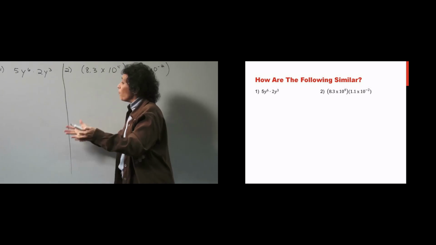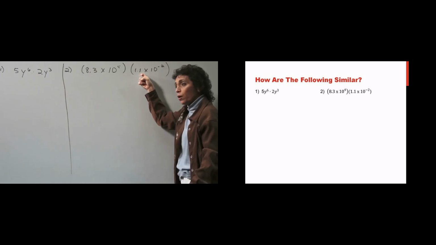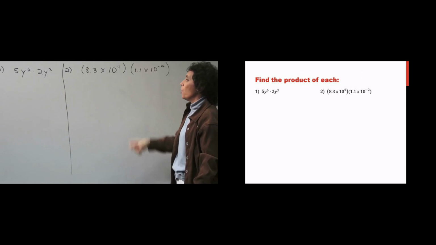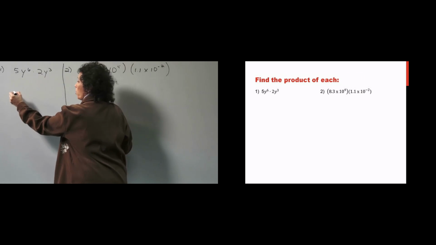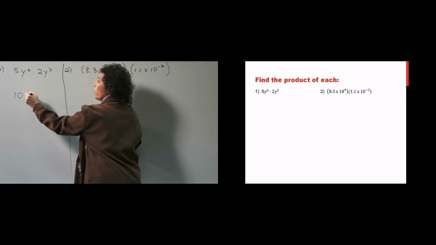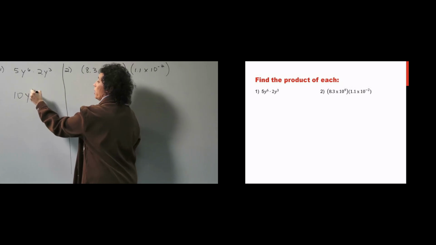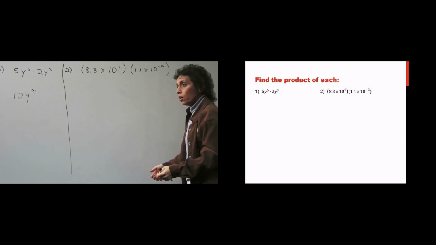So let's talk about how we find the product. If you know how to find the product of this, then you have to be able to know how to find the product of this. So you ready? Okay. All you do here is multiply the coefficients. We get 10. 5 times 2 is 10. Then y to the 6 times y cubed. Remember, keep the common base, and we have a common base. Add the exponents, and we get 9. 10y to the 9th. Okay?